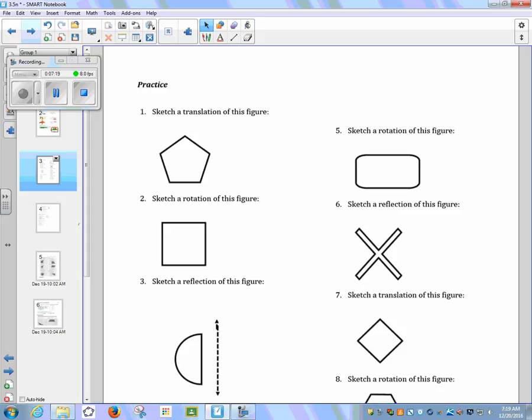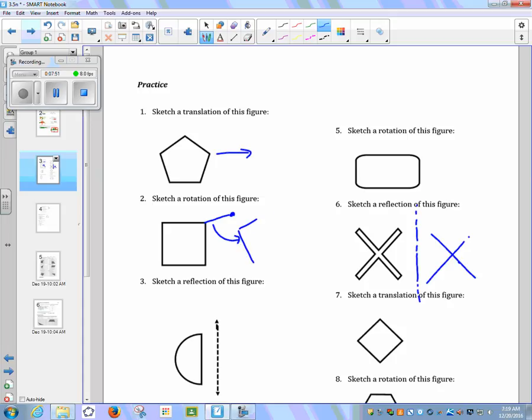Okay, so this is just some practice with these new vocabulary words. Translation, you can slide this in any direction, maybe just move it over. Rotation, well, maybe pick a center of rotation, and just rotate it. Reflection, maybe make a line of reflection and reflect this. It's going to come out over here somewhere. Right? Rotation, this is going to rotate maybe like this.